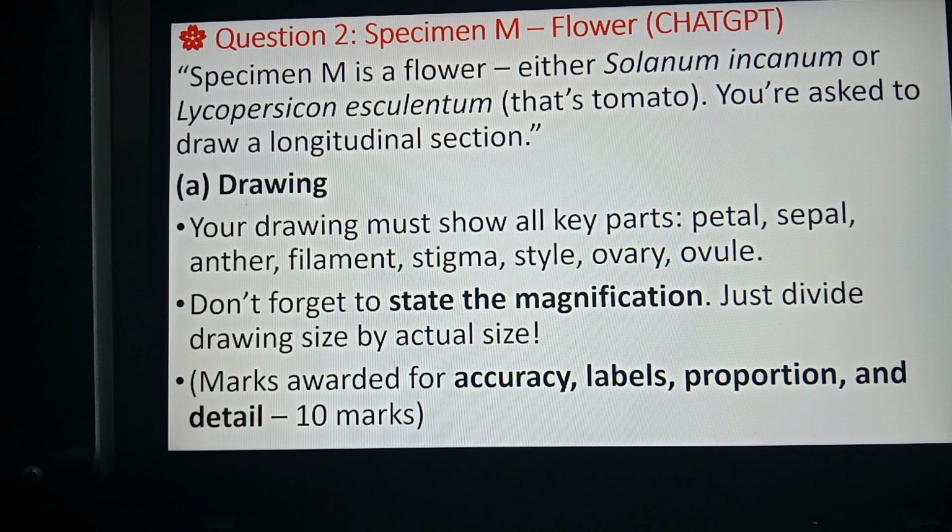Question 2. The flower. This is what I got from ChatGPT because I like researching. Specimen M is a flower, either Solanum indicum or Lycopersicon esculentum, that's tomato. You are asked to draw a longitudinal section. Drawing. Your drawing must show all the key parts: petal, sepal, anther, filament, stigma, style, ovary, ovule. ChatGPT could not draw. Don't forget to state the magnification. Just divide the drawing size by actual size. Marks are awarded for accuracy, labels, proportion, and detail.